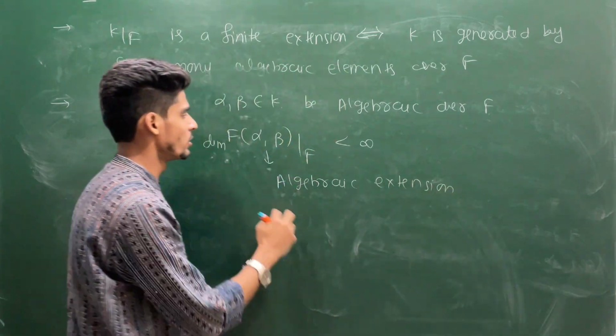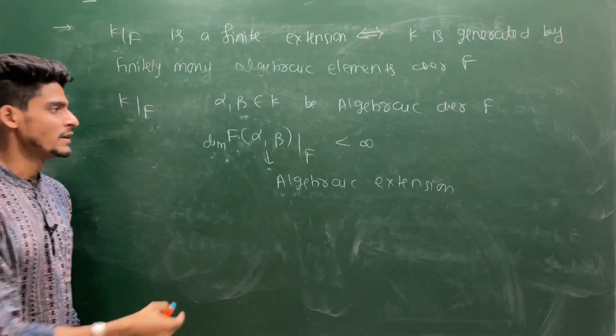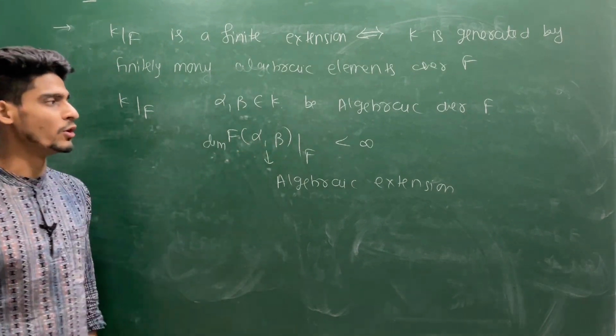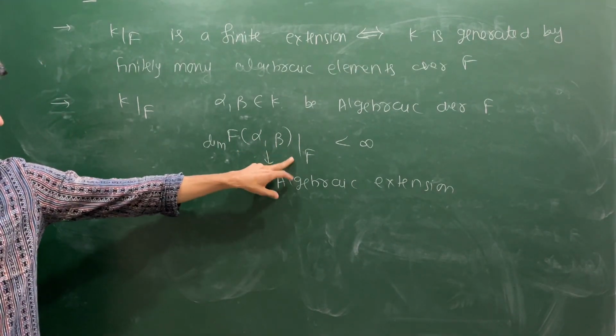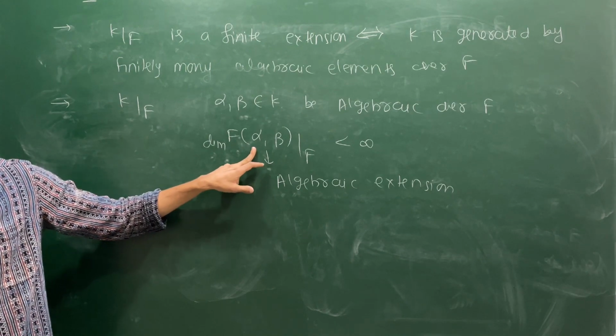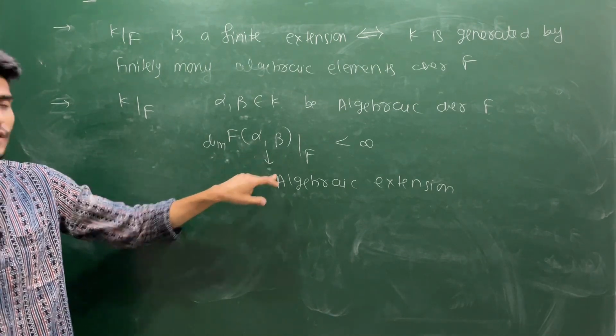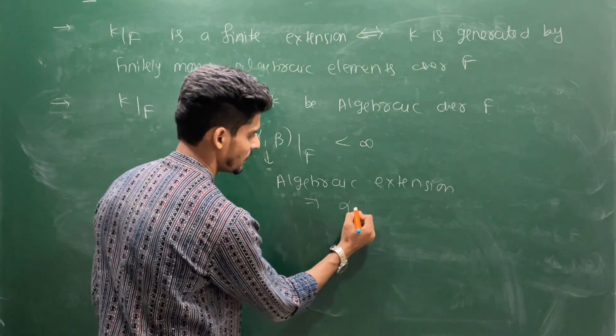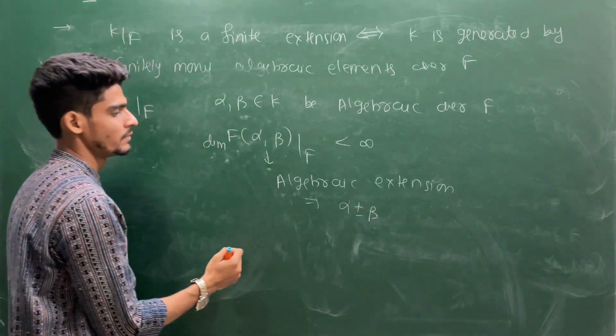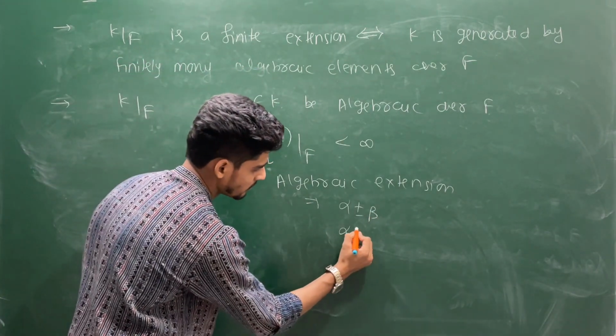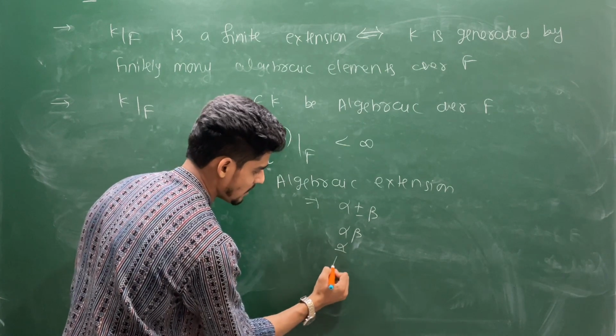And once I am sure that this is an algebraic extension, then every element here is going to be an algebraic element over F. What type of elements can I choose? I can choose any combinations of alpha and beta. So this directly gives me alpha plus minus beta. This gives me alpha beta.